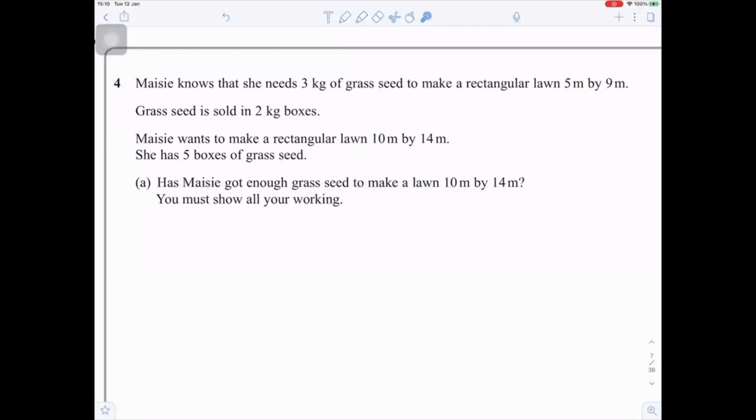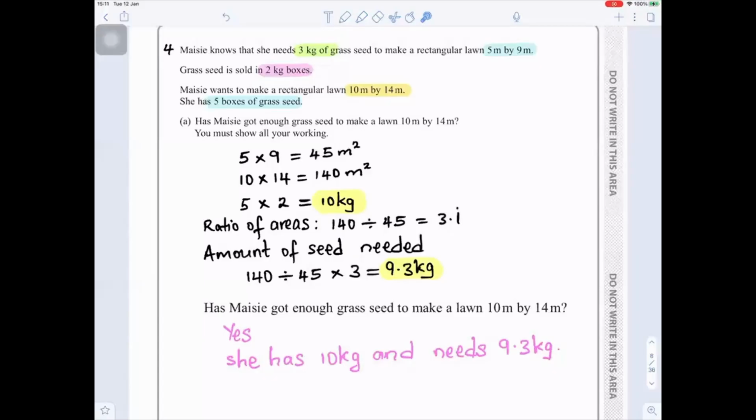Question number 4. Maisie knows that she needs 3 kilograms of grass seed to make a rectangular lawn 5 meters by 9 meters. Grass seed is sold in 2 kilogram boxes. Maisie wants to make a rectangular lawn 10 meters by 14 meters. She has 5 boxes of grass seed. Has Maisie got enough grass seed to make a lawn 10 meters by 14 meters? You must show all your working.